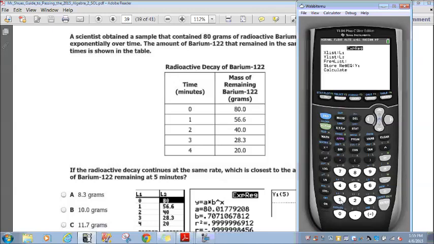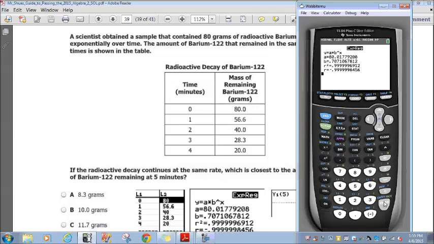Now, the reason why you're doing this is after the calculator calculates the function, the Y1, it's stored in here to pull up later on. Okay? Now that you have your Y1 showing, now I want you to calculate.